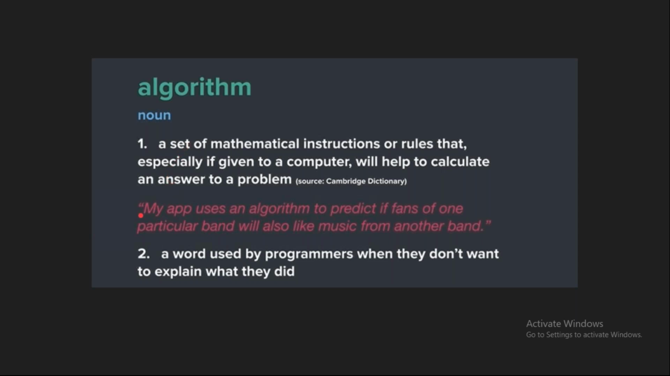And we also hear this word a lot. Some people say my app uses an algorithm to predict if fans of one particular band will also like the music of another band. You might have heard Uber or Ola say our algorithm gives you the best pricing. Basically, it works on a pricing algorithm. Google says my Google Maps algorithm calculates the least distance. That's how it works.